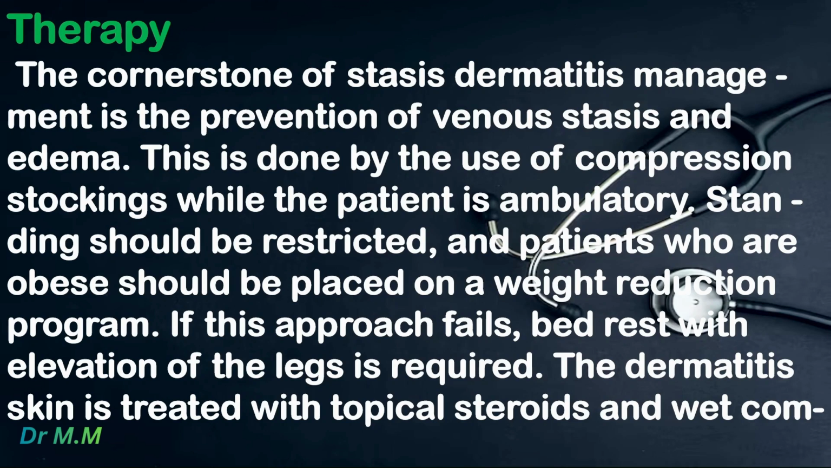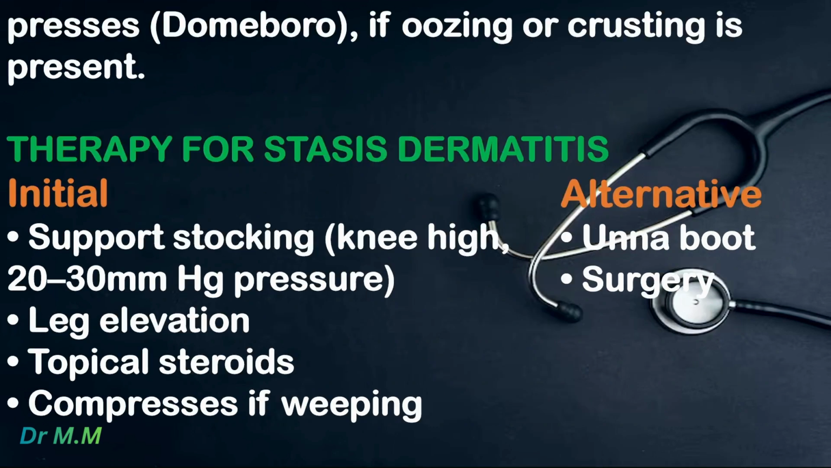Therapy: the cornerstone of stasis dermatitis management is the prevention of venous stasis and edema. This is done by the use of compression stockings while the patient is ambulatory. Standing should be restricted, and patients who are obese should be placed on a weight reduction program. If this approach fails, bed rest with elevation of the leg is required. The dermatitic skin is treated with topical steroids and wet compresses like Domeboro if oozing or crusting is present.